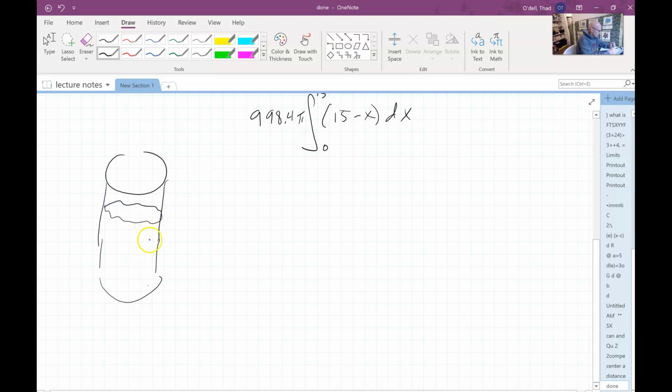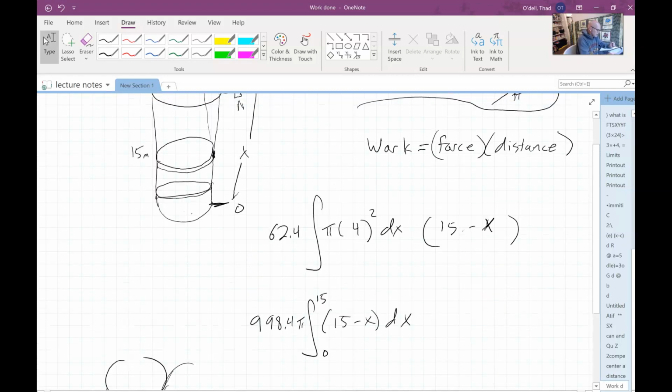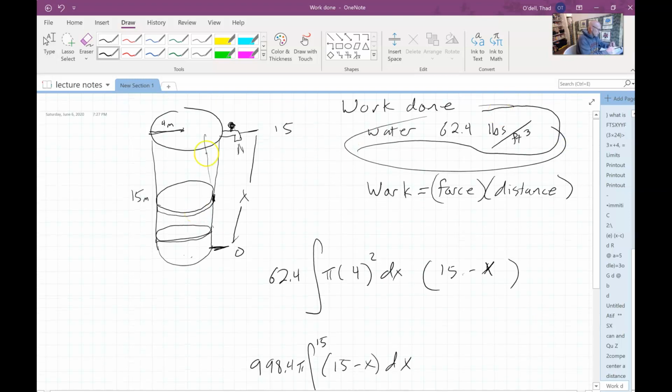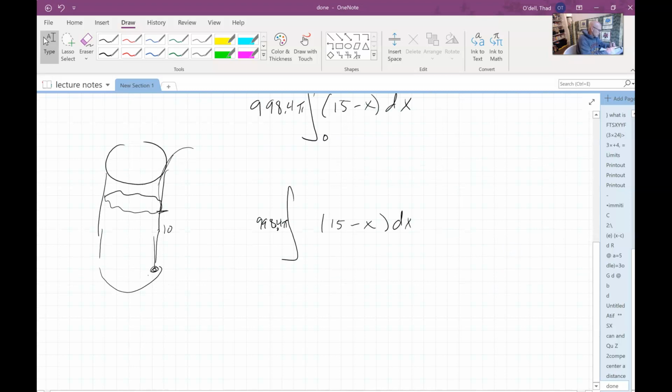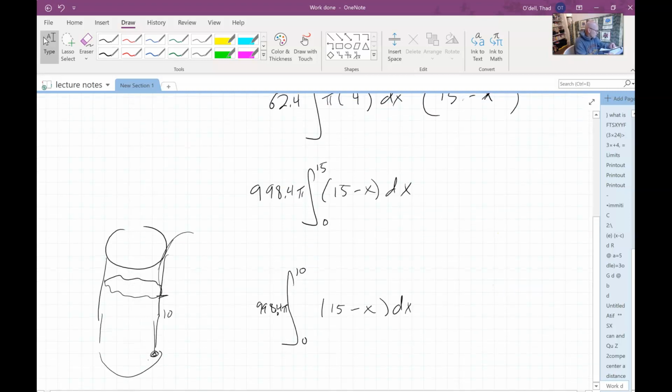Okay, now let's do the same exact problem, but let's say instead of unloading the entire tank, there's only 10 feet of water in the tank. So the distance is still going to be 15 minus x, because this bottom guy is still going to go 15. That guy is going to go 5. We're still going to have a dx, still going to have a 998.4 pi out front here, because none of that stuff changed. The weight of water is still the same. We're still moving up little slices of water. The only thing that's going to change here is I'm only going to integrate from 0 to 10 instead of from 0 to 15 like we did before, because we only want to integrate where the water is.